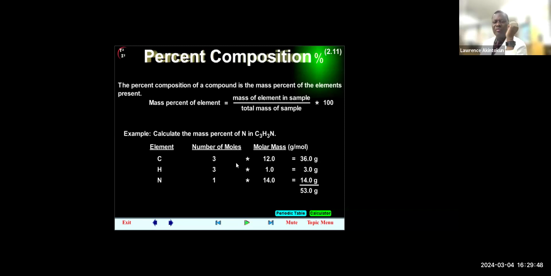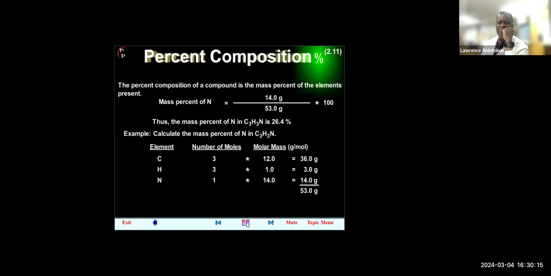Now remember that we are only looking for the mass percentage of nitrogen. So it's going to be the mass of the element we're looking for, which is nitrogen, in this case 14, over the total mass, which is 53. Mass percent of N equals 14.0 grams divided by 53.0 grams times 100. Thus, the mass percent of N in C3H3N is 26.4%. All right, make sure you take down notes before you continue.